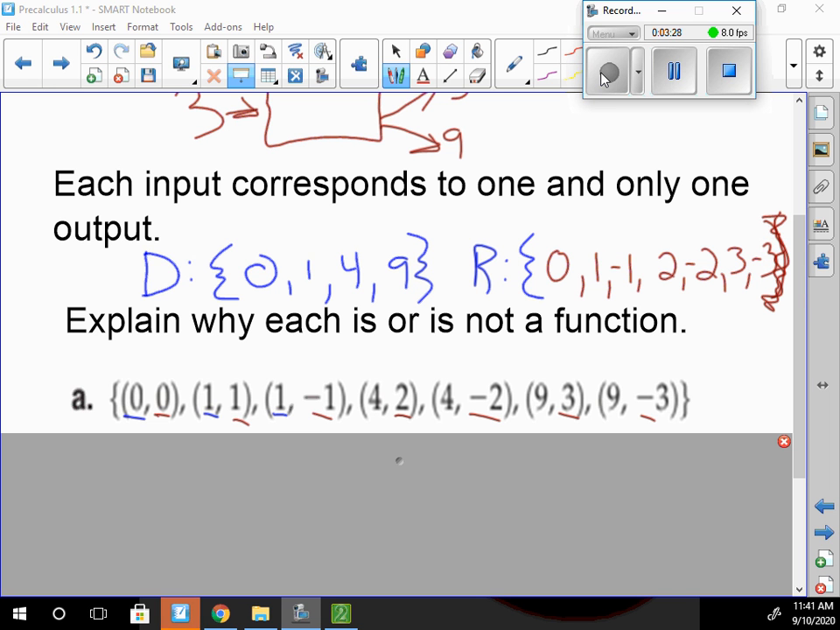When I look at my domain, there's only 4 terms in it, 4 numbers. When I look at my range, there's more than 4 numbers. That's a surefire way to know that it is not a function. If there are more numbers in the range than in the domain, this is not a function. Now, that's the easiest way to tell. But we don't really have to do all that work.